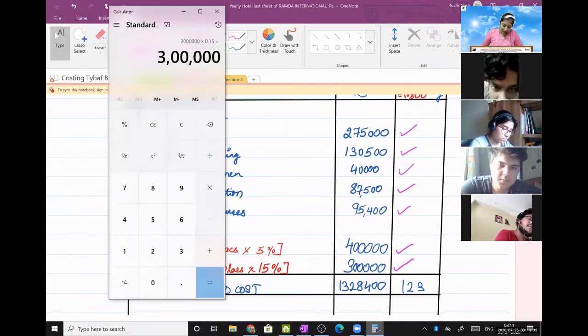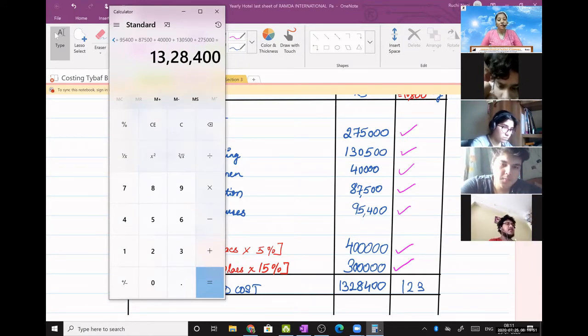Then let us see the total. 3 lakh plus 4 lakh plus 95,400 plus 87,500 plus 40,000 plus 1,30,500 plus 2,75,000. So my answer is 13,28,400. My total fixed cost, 13,28,400.